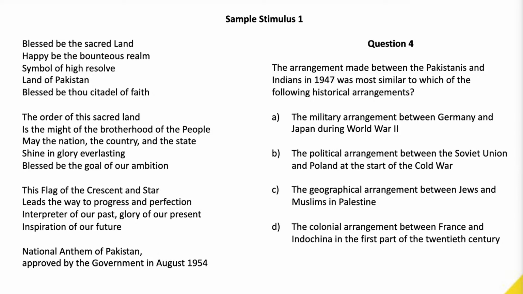So here we are looking at a military agreement or a political agreement. It was neither of those, so these answer choices can be eliminated. Here it says a geographical arrangement between Jews and Muslims in Palestine. Possibly. This one says a colonial arrangement between France and Indochina. Well, there wasn't a colonial arrangement between India and Pakistan, so that's also eliminated. And we are left with the geographical arrangement between Jews and Muslims in Palestine.